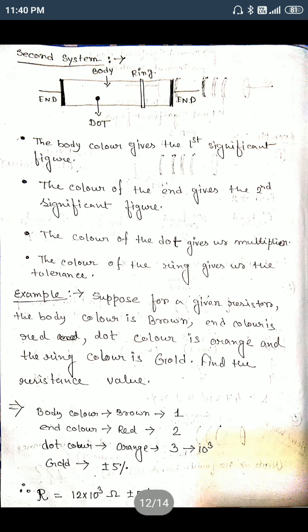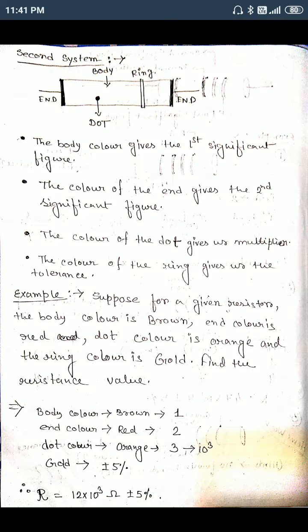Clear? This is the first system. Like this, most of the time we use that first system to find out the resistance. Now the second system. In the second system the resistor looks like this. Two ends are there and the two ends have the same color. One dot is present, another one ring is present, and the long space in white is the body. So two ends, ring, body and dot.